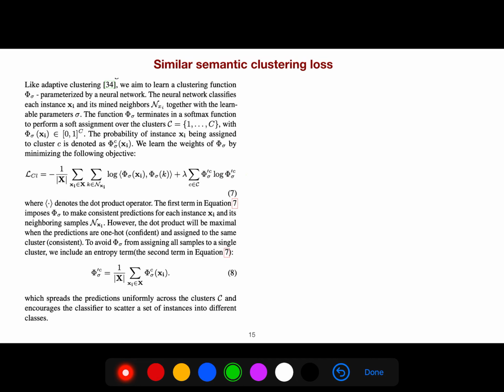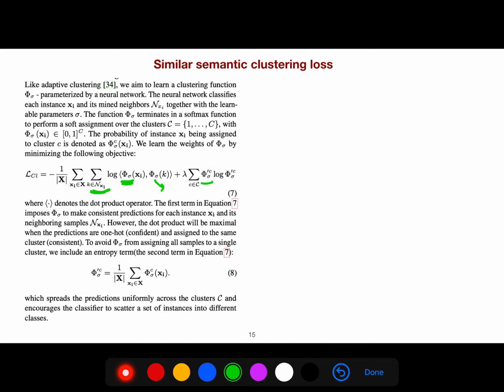So like adaptive clustering, we aim to learn a clustering function. This is our clustering function, which is just parameterized by a neural network. And the neural network classifies each instance and its mined neighbors, because these are the mined neighbors, together with the learnable parameter sigma. The function terminates in a softmax function to perform a soft assignment over the clusters, and the probability of an instance x sub i being assigned to cluster C is phi sigma C.